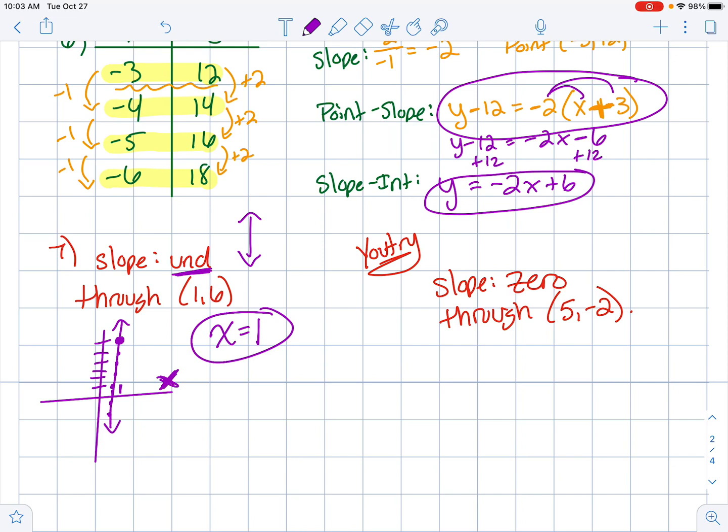Okay? It's the opposite when your slope is 0. So you guys go ahead and try slope being 0 through the point 0.5, -2. What would be your equation? Make sure you're sketching a graph so you can visualize it.